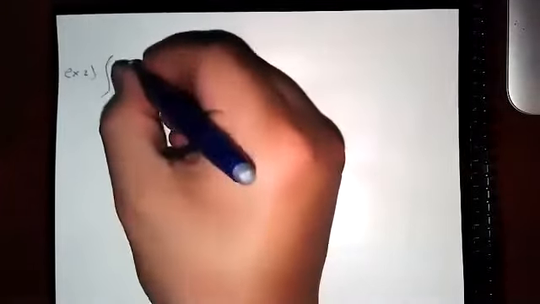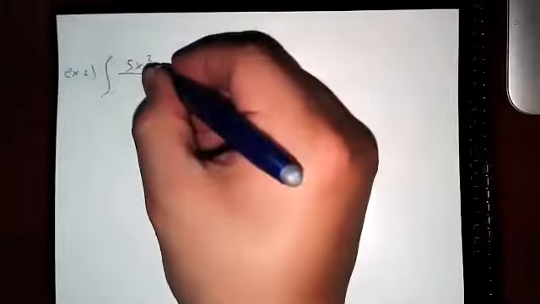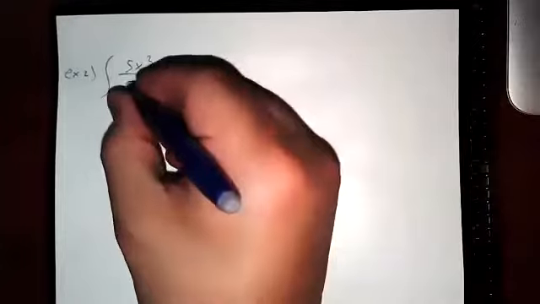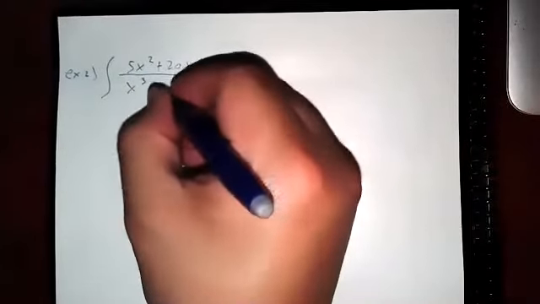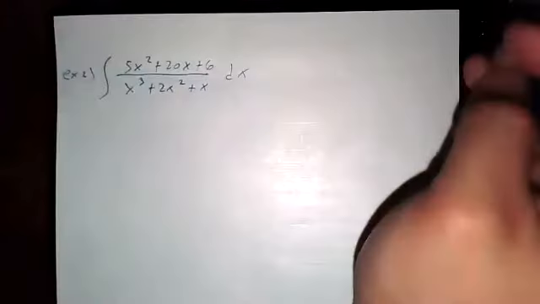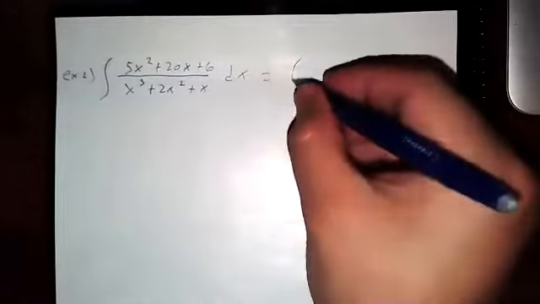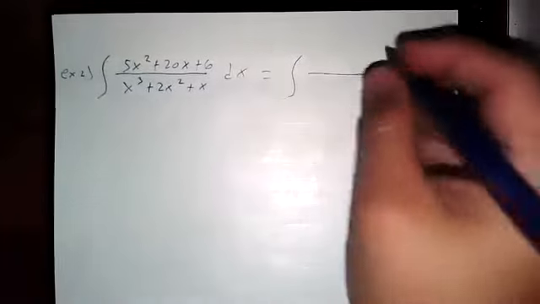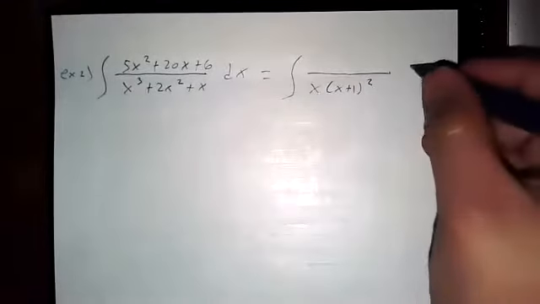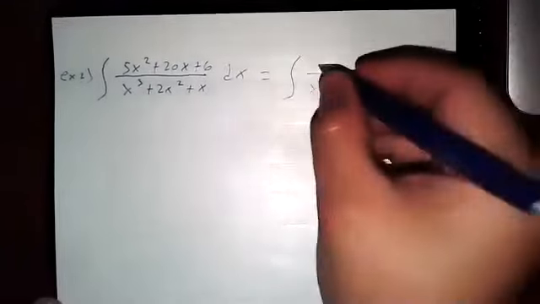All right, where is it? Oh, here we go. Example 2. So integrate 5x squared plus 20x plus 6 over x cubed plus 2x squared plus x dx. So if you factor the bottom, you should end up with x times x plus 1 squared. Top part stays the same.